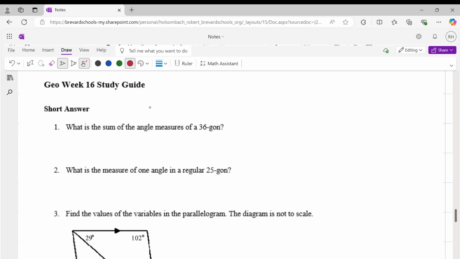Okay, so today we're going to do our study guide for week 16. Problem number 1 and 2, those are review questions from last week. Number 1 asks, what is the sum of the measures of a 36 gon? And that is your n minus 2 times 180 formula. So we take 36 minus 2 times 180. So 34 times 180, 6120.